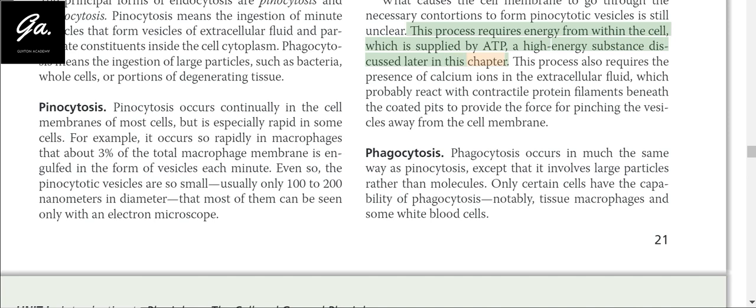chapter. This process also requires the presence of calcium ions in the extracellular fluid, which probably react with contractile protein filaments beneath the coated pits to provide the force for pinching the vesicles away from the cell membrane.